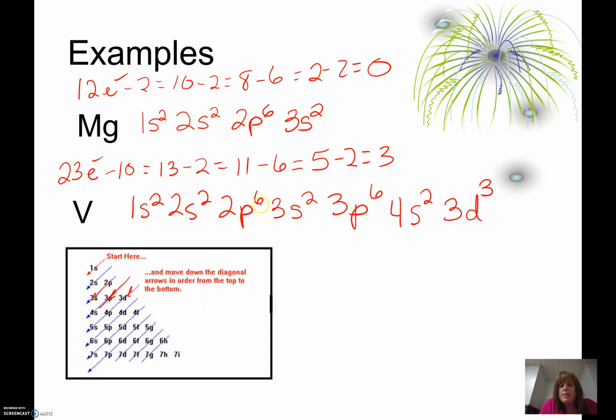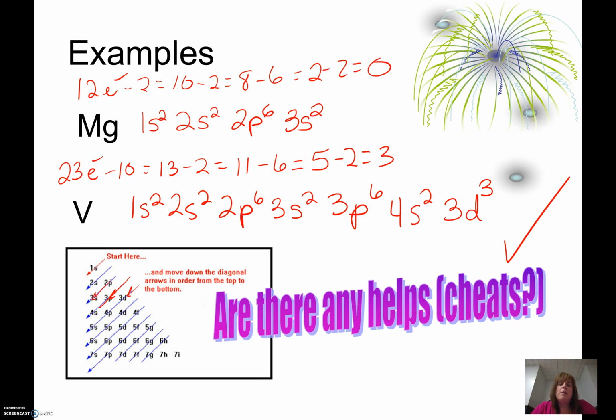2 plus 2 is 4, plus 6 is 10, plus 2 is 12, plus 6 is 18, plus 2 is 20, plus 3 is 23. Woo! 23 electrons. Vanadium's number 23. Check. Now, you may be wondering, are there any other ways to do this?